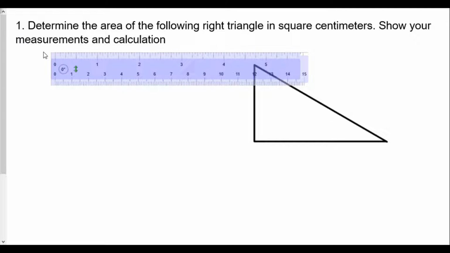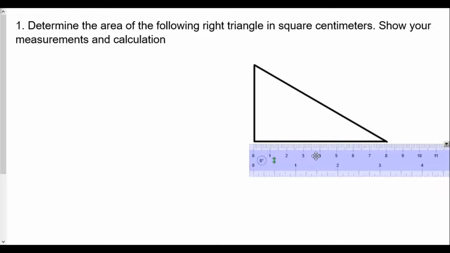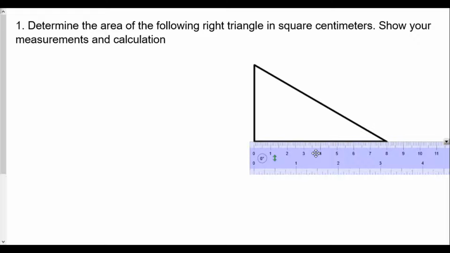We know the area of a triangle is 1/2 base times height. The two sides of the triangle called the legs, which are perpendicular to each other, are the measures we're going to use. All right, so here we go in centimeters. I'm going to bring the edge of the centimeter mark right around here.